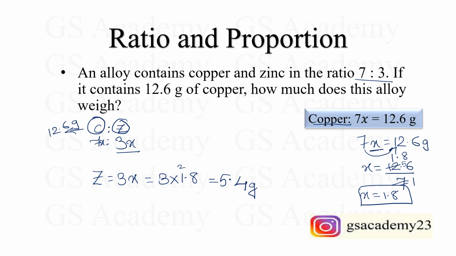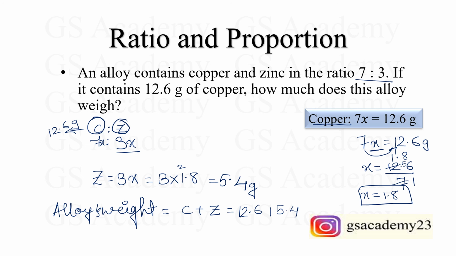So the overall alloy's weight will be alloy is equal to copper plus zinc. So the weight of copper was 12.6 and the weight of zinc is 5.4. So we will add this up. So 6 plus 4 is 10, carry over 1, 5 plus 2, 7 plus 1 is 8 and 1 here. So the overall weight of the alloy was 18 grams.